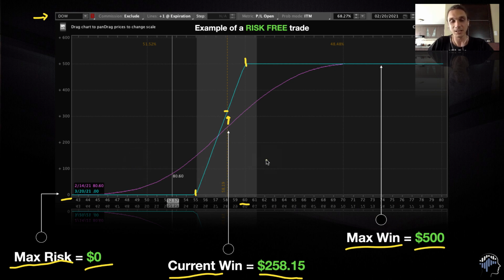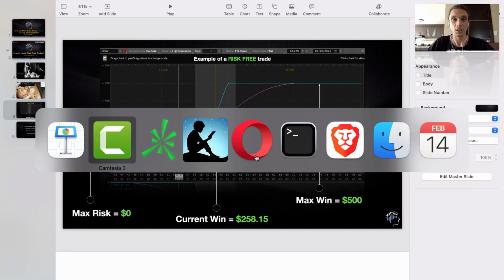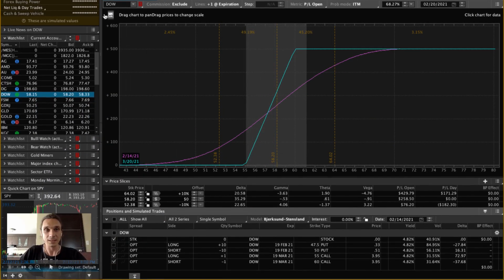So how did I get into this kind of situation? I'm going to show you right now. So let's move to the trading platform. And this is exactly the DAO trade that I've been talking about. You can see the same risk chart, and I'm just moving my cursor here.